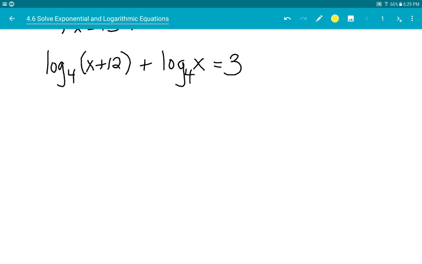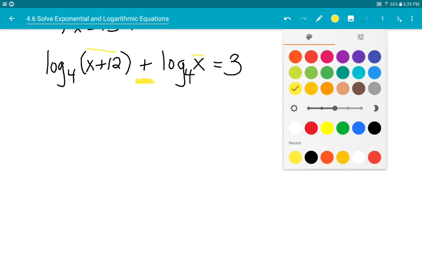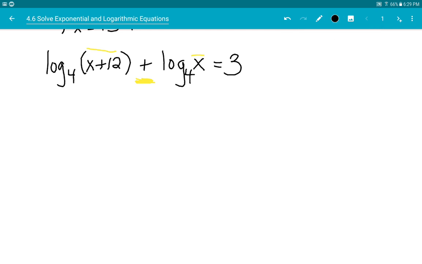So we have multiple logs, but I see that there's an addition sign between these two logs. If we follow the same rule set that we learned when we condense these logs, what are we supposed to do with this expression and this expression? We're supposed to condense it using multiplication. So we're going to condense that. What is the product of x plus 12 and x? That's going to be x squared plus 12x is equal to 3.